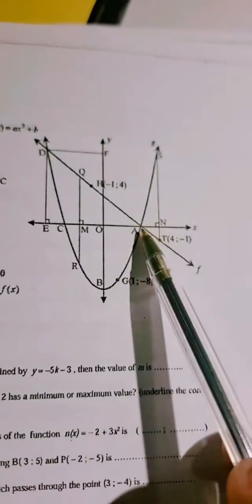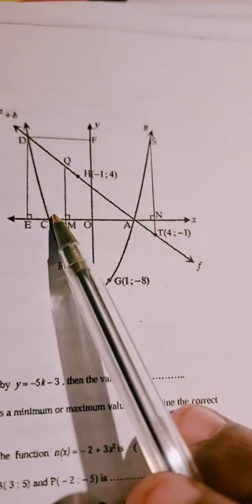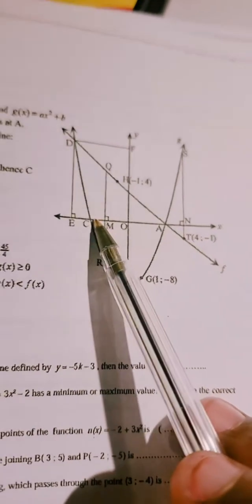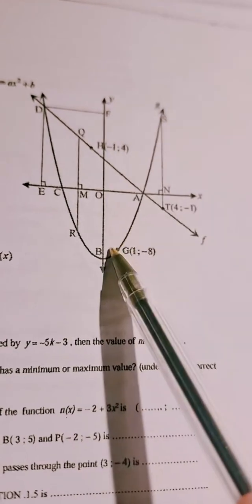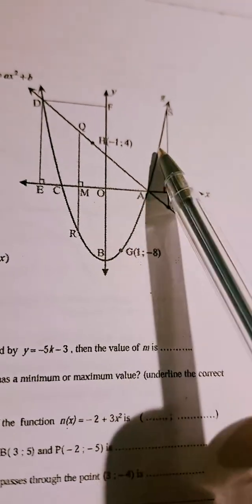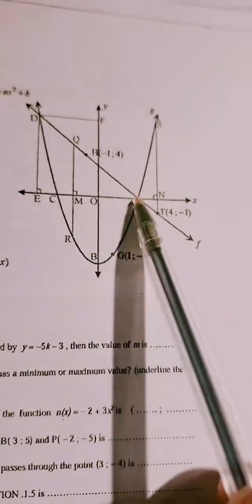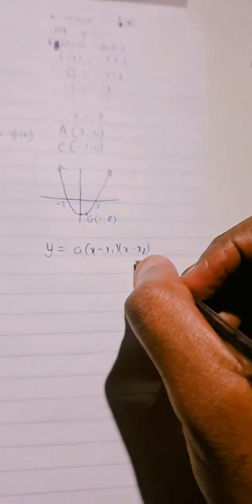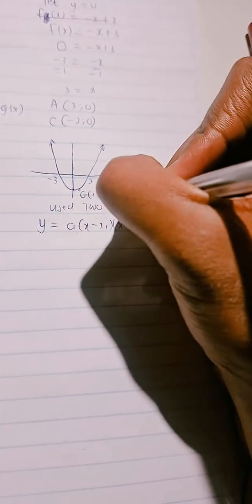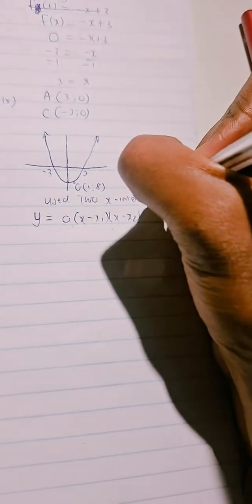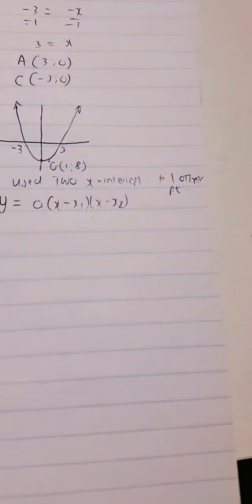But here in this graph, we have the x-intercepts. We just found them. A was 3 and 0. C was negative 3 and 0. And then G is another point that the function passes through, or the point G lies on the function. So if we have one other point and the x-intercepts, this form, y is equal to a into x minus x1 into x minus x2, is used when you have your 2 x-intercepts and one other point. Very useful.